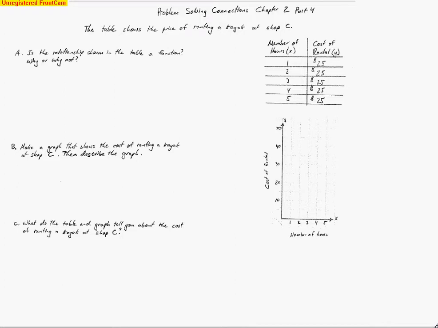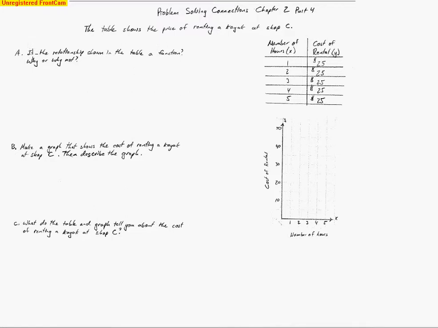This is the tutorial for Problem Solving Connections, Chapter 2, Part 4. And so what it's asking is, remember we have the three shops in which we are determining what the rental costs are going to be for renting a kayak. And shop C is the one in which we have a constant amount or constant rental charge. And we'll see that as we look at the charge compared to the number of hours.